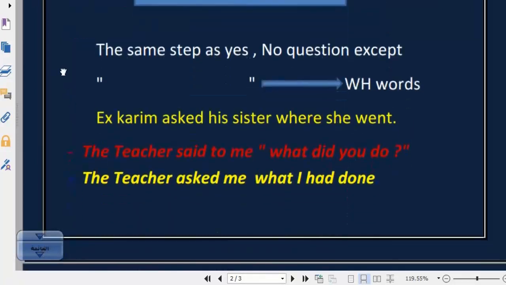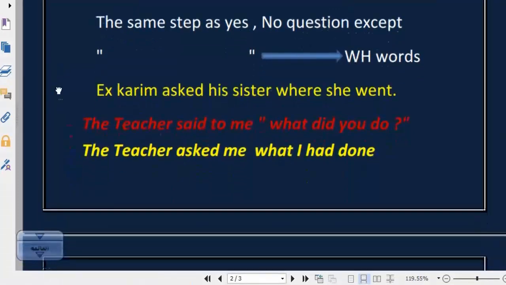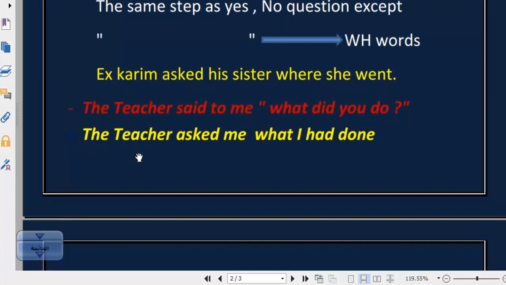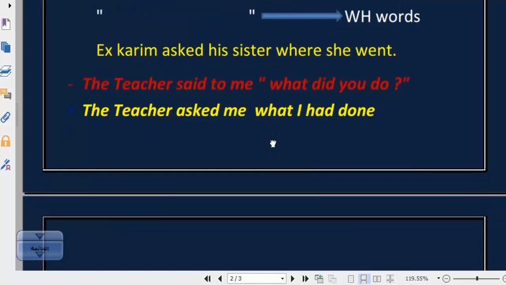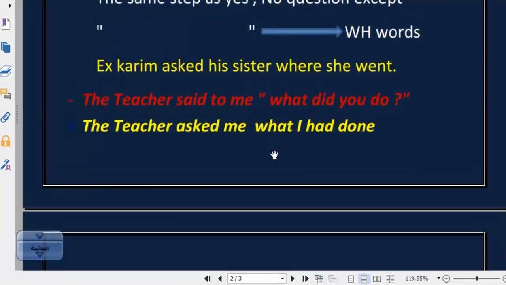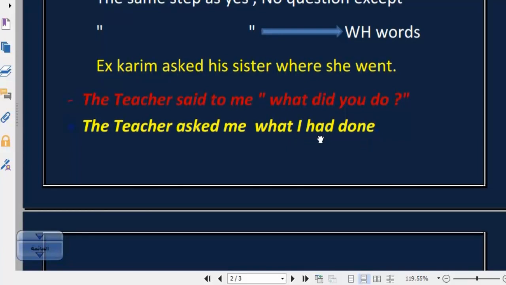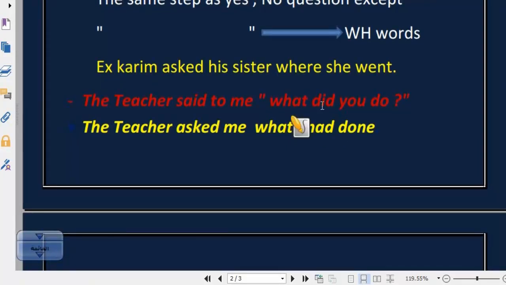Another example, the teacher said to me, "What did you do?" So the teacher asked me what I had done. We change you to I because he asked me. Why did I say had done? Because the question was in the past, so we change it to past perfect.